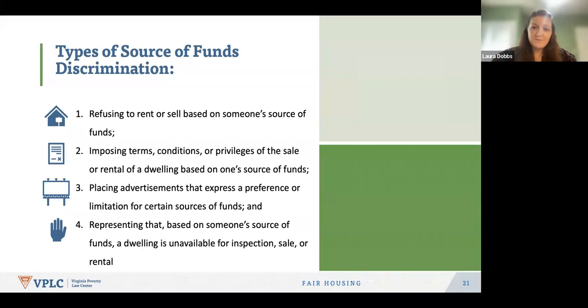Or something that we still see frequently despite these protections is telling a prospective tenant that the unit is unavailable, even if it is available, simply because that person has a voucher.